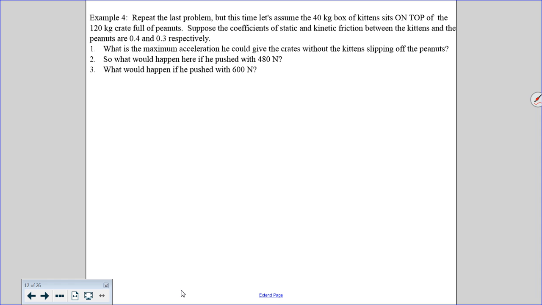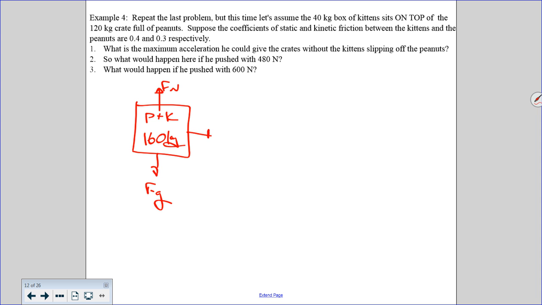It doesn't matter the sequence you do it in. Let's start with peanuts and kittens. So here's the peanuts plus kittens system. All right? So that had a combined mass of 160 kilograms, right? Okay? So what forces are going to act on this? You guys help out. Just shout them out. What do we got? Force of gravity. Normal force. Force of Roy. Friction. Let's see. Is there any friction?